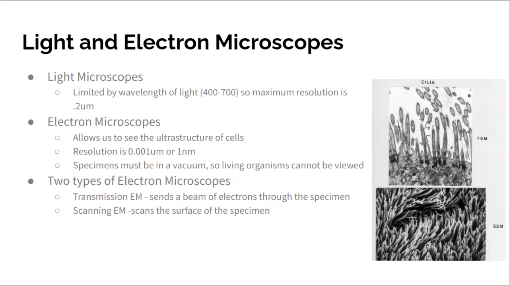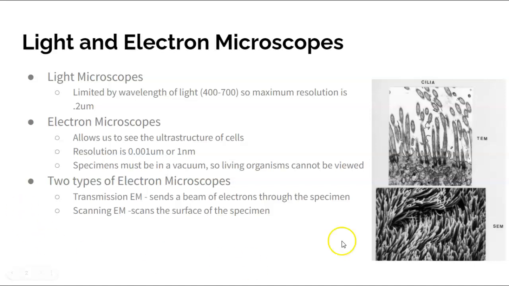That is limited by the wavelength of light, which is why we call it a light microscope. So the maximum resolution of that is only 0.2 micrometers. And that's good, but it's not as good as it could be. And that's where electron microscopes come in. These allow us to see the ultrastructure of cells.